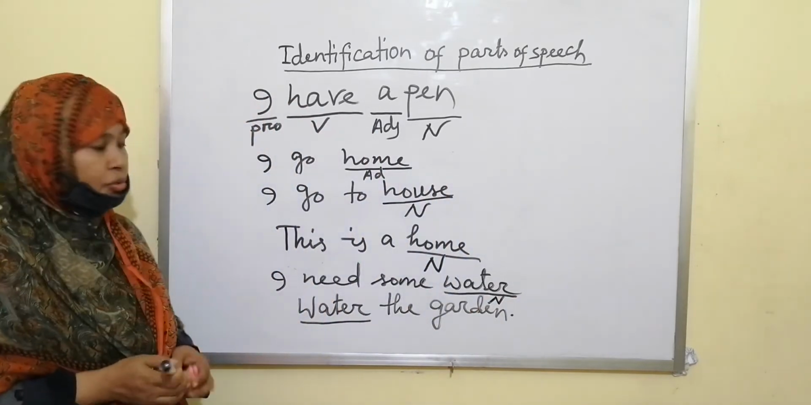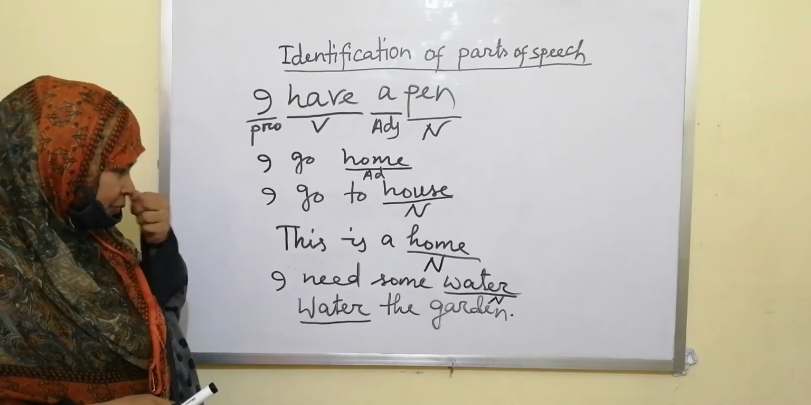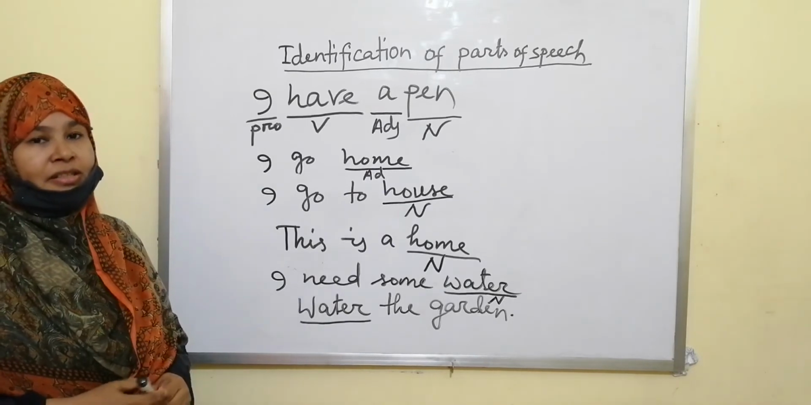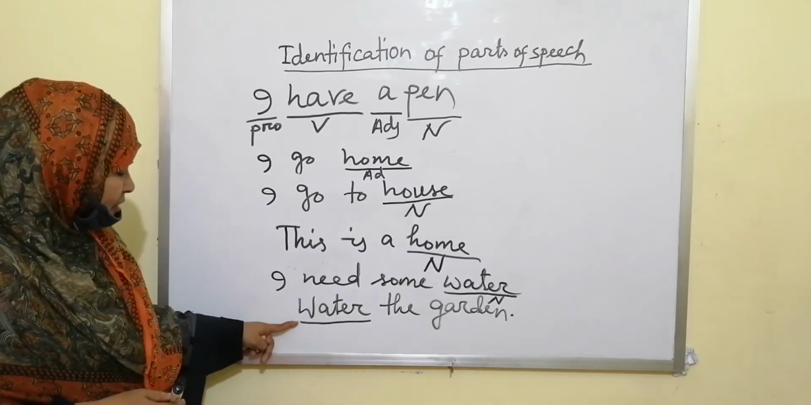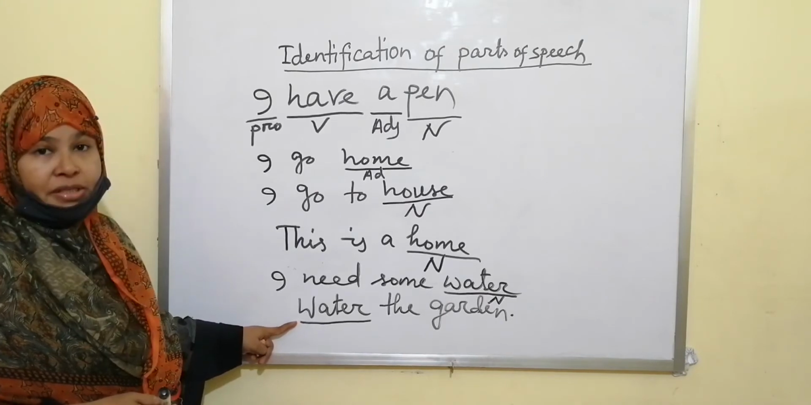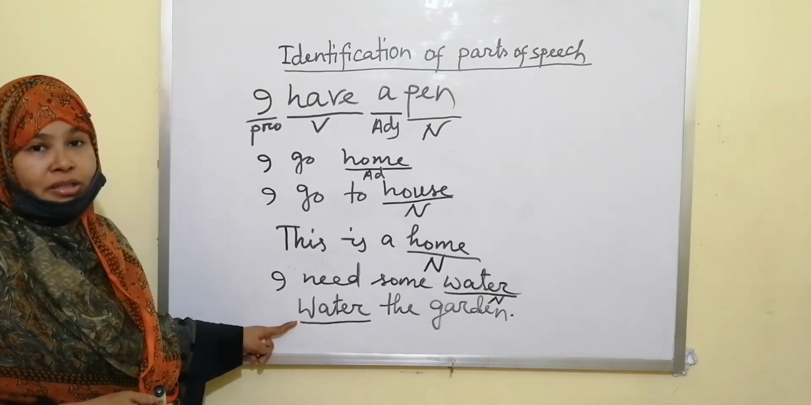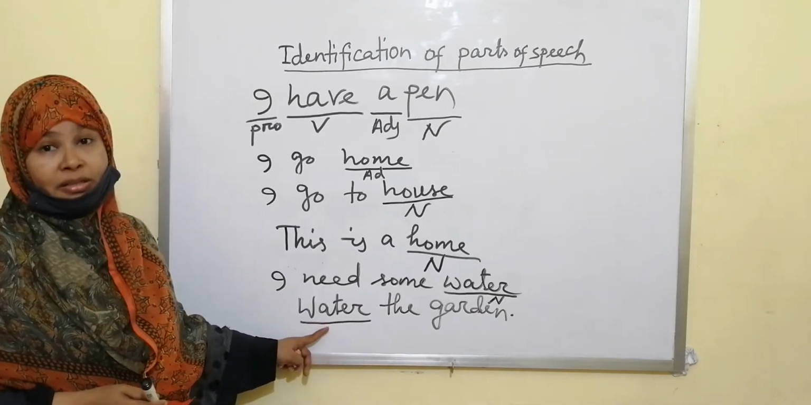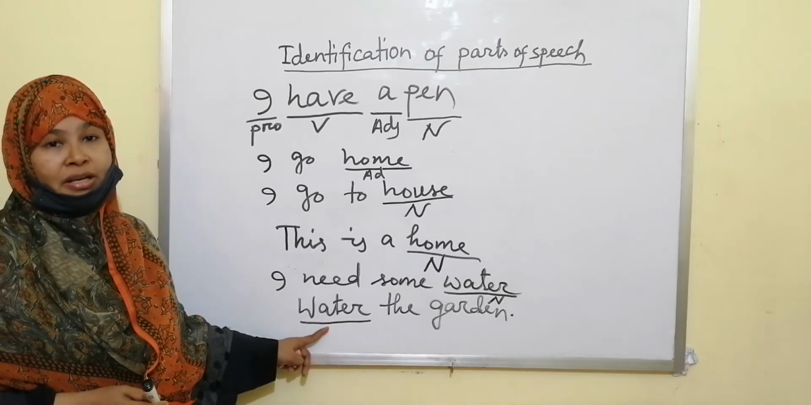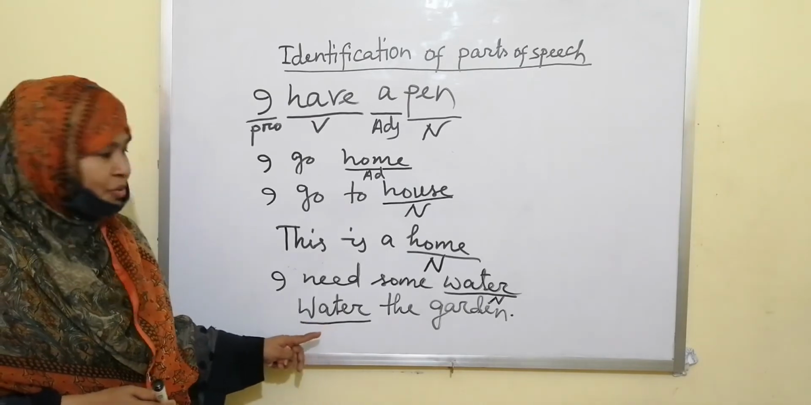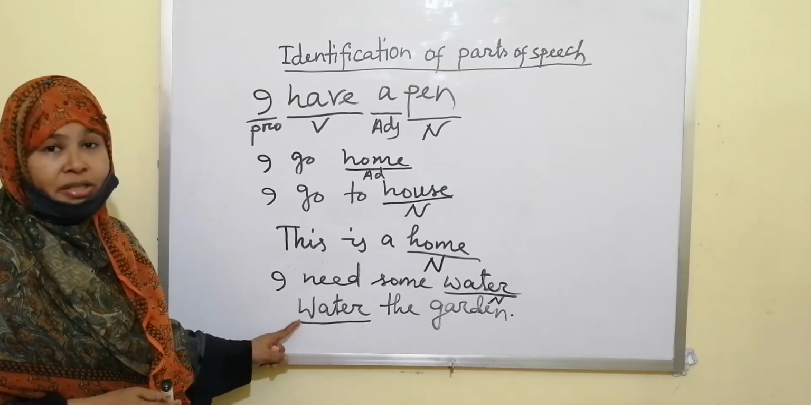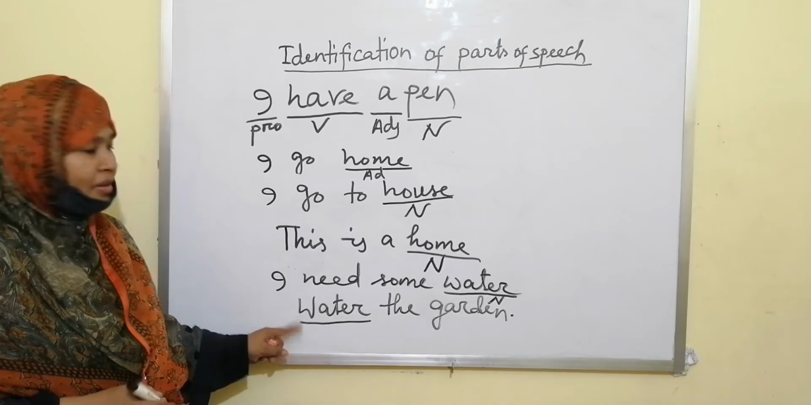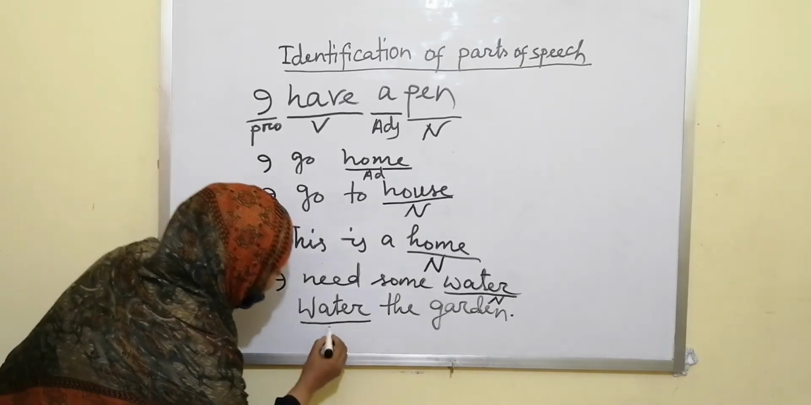Dear student, next sentence, water the garden. You know that it is an imperative sentence. When we make any imperative sentence, we use an action word at the beginning of the sentence. So water the garden. I would like to explain in Bangla now. Bagani fani dao. So the word is an action word, action verb. So water is verb here.